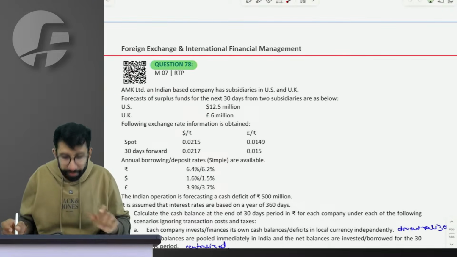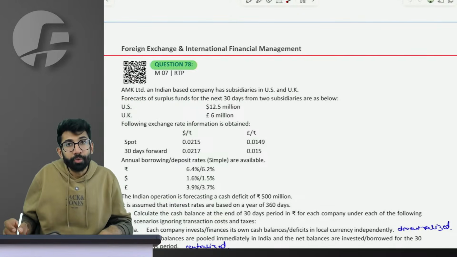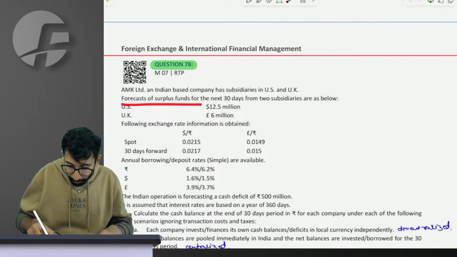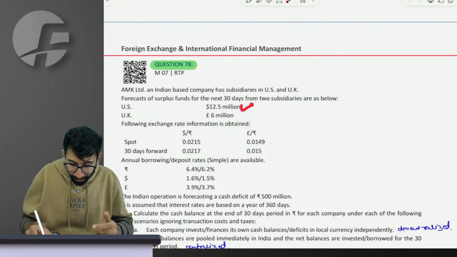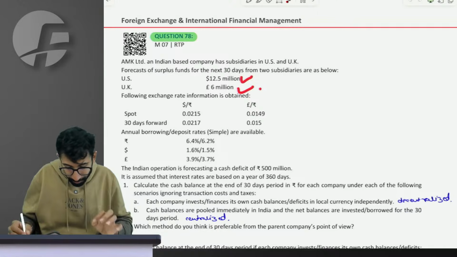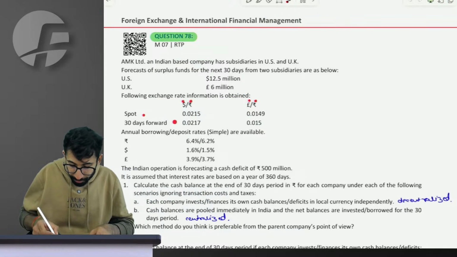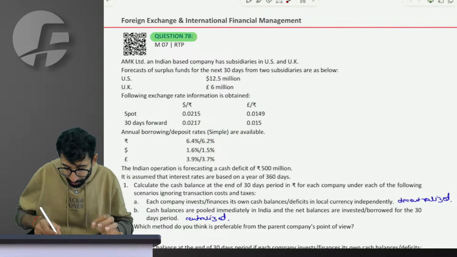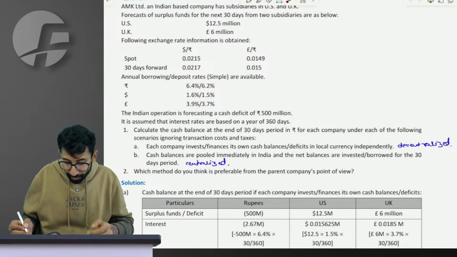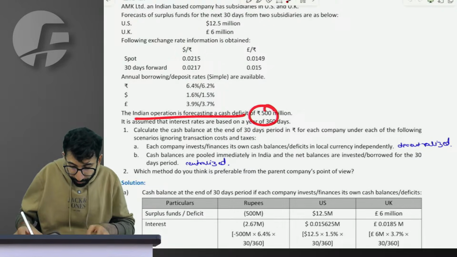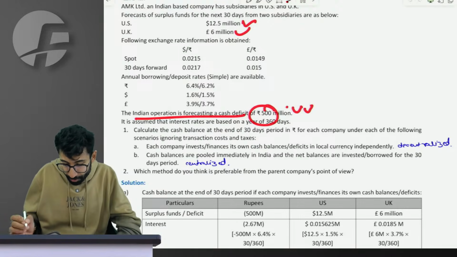Come on, 78. AMK, an Indian based company, has subsidiaries in US and UK. Forecast of surplus for the next 30 days are as below. US has $12.5 billion extra, UK has pound 6 billion extra. Following exchange rates obtained: dollar per rupee, pound per rupee, today and 30-day forward rate. Borrowing and deposit rates in the respective countries have been given. Indian operation has a deficit of 500 million. The other two countries have surplus, Indian operation has a deficit.